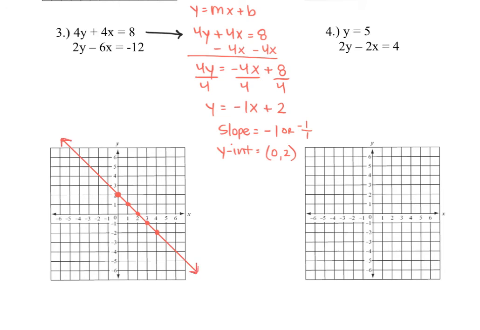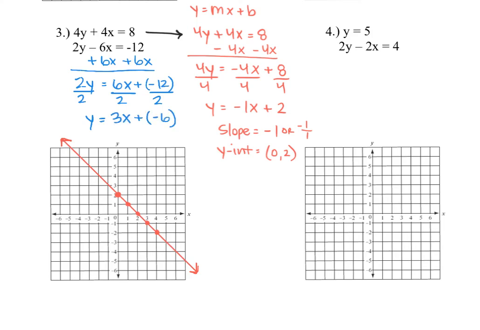All right, now unfortunately the second equation is also not in slope-intercept form. So again, it's an extra step, but one we've done many times. So we're going to move it into slope-intercept form. I'm going to start by adding 6x since it's a negative 6x. That gives me 2y equals 6x plus negative 12. I'm going to divide everything by 2, and I get y equals 3x plus negative 6.